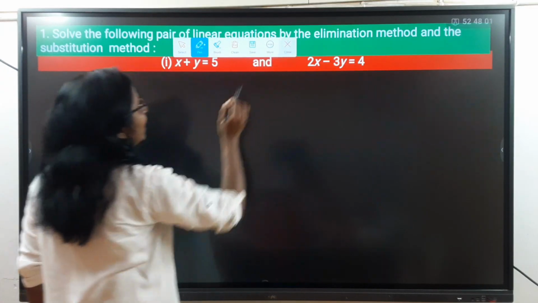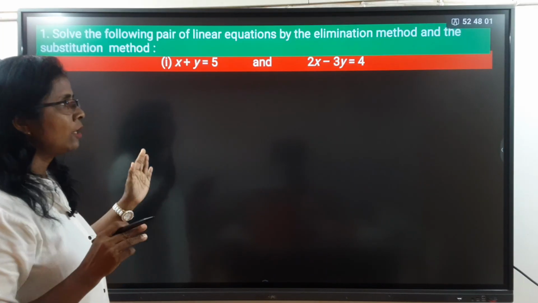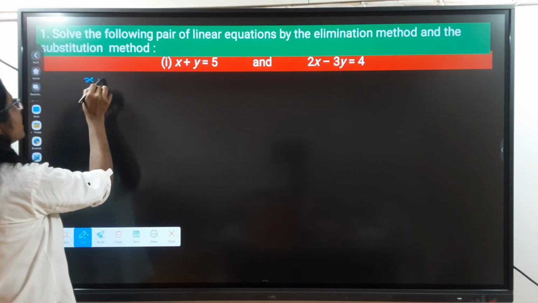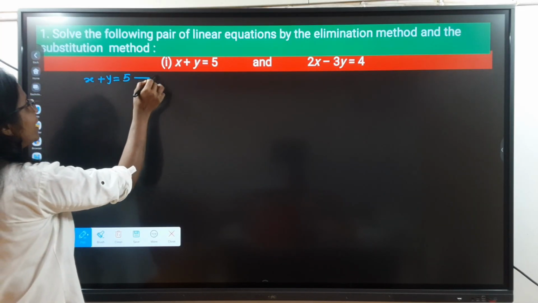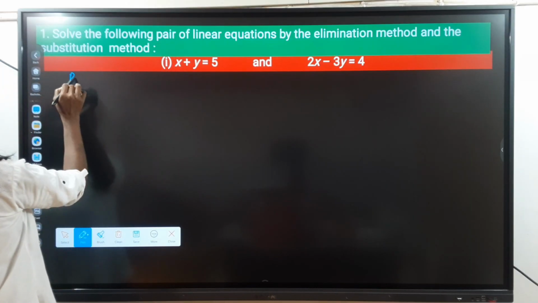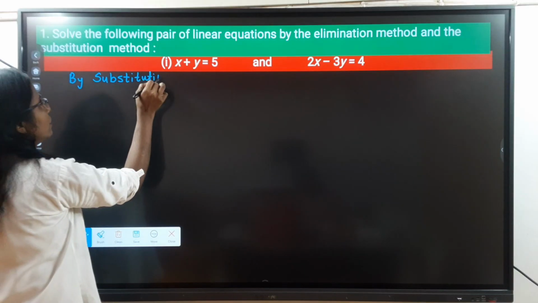Now the next part, the substitution method. By using the substitution method, we solve the same equations. So first I write the first equation, x plus y is equal to 5. Call it the first equation. But before that I write down, by substitution method.